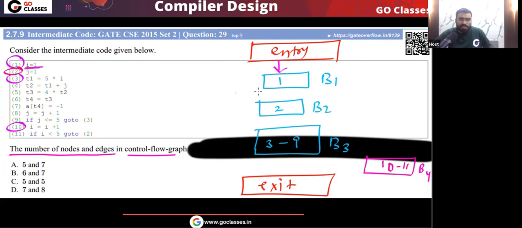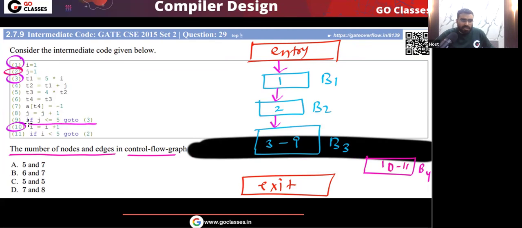See, this is a simple instruction. Okay, so this will only go to this. So you can see only one edge will be there from B1 to B2. B2, this instruction number 2 is also a very simple instruction. This will just go to the next basic block. So only one edge. What about this one? 3 to 9.